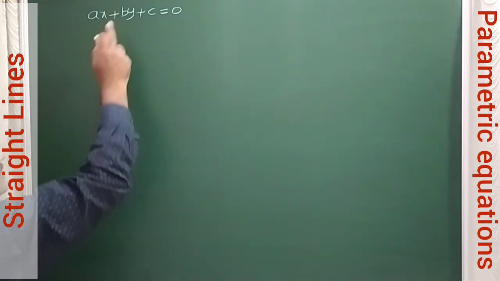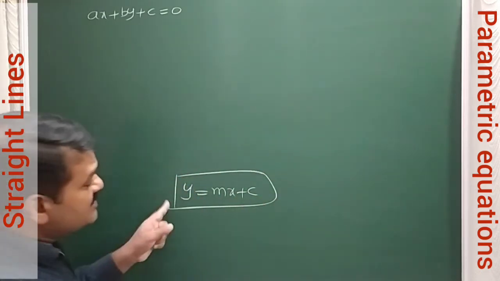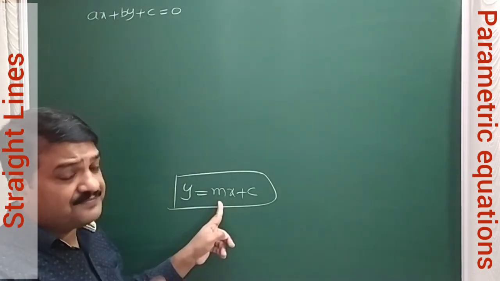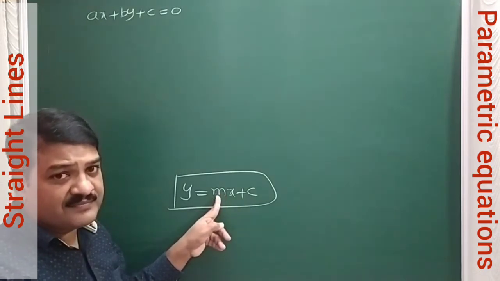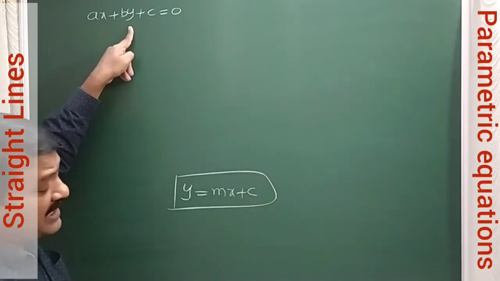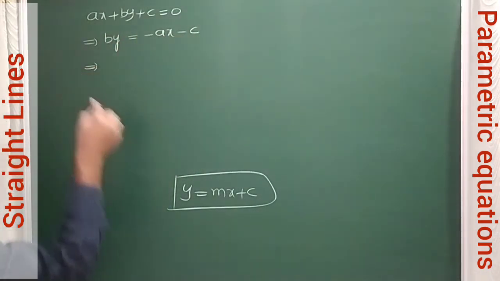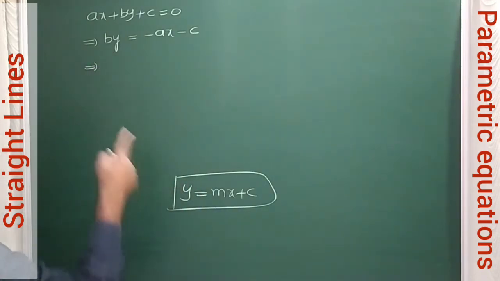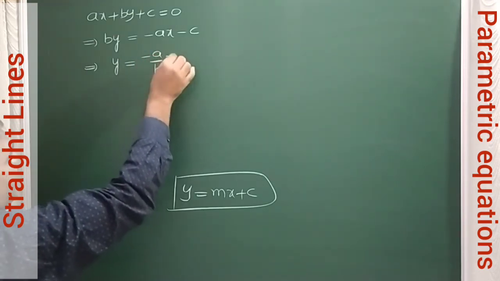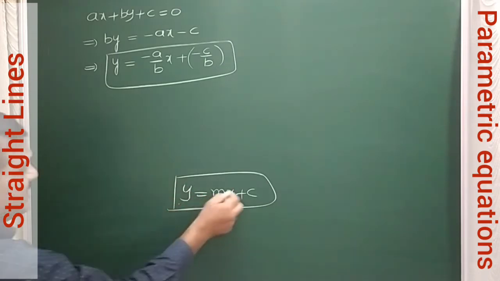Let us see. If we convert this line into y equals mx plus c form, this is the slope intercept form of the line. When we convert the line into slope intercept form, the coefficient of x is nothing but the slope. Let us convert into this form, which means writing the equation as y equals something. So I will write this as by equals minus ax minus c. Then divide with b, because y equals something you must get. So y equals minus a by b into x minus c by b. So do you have y equals mx plus c form now?